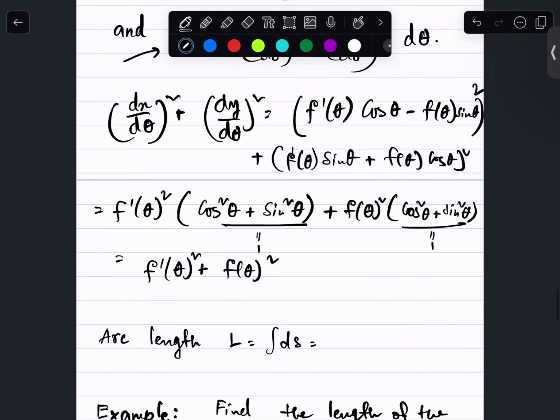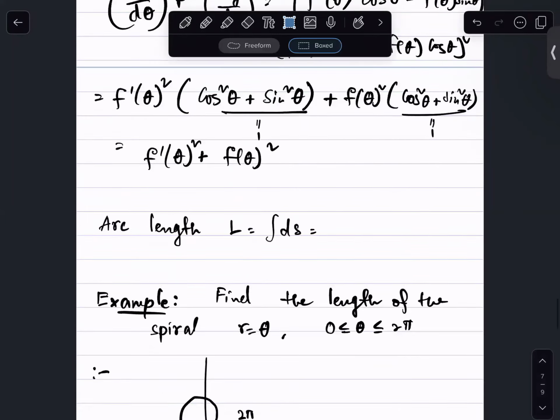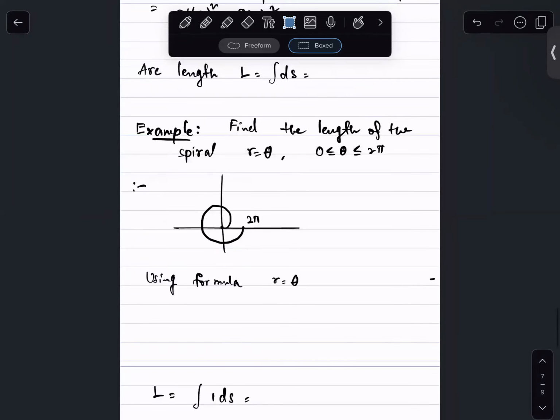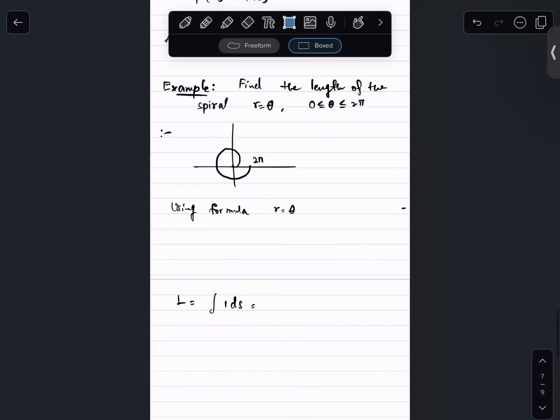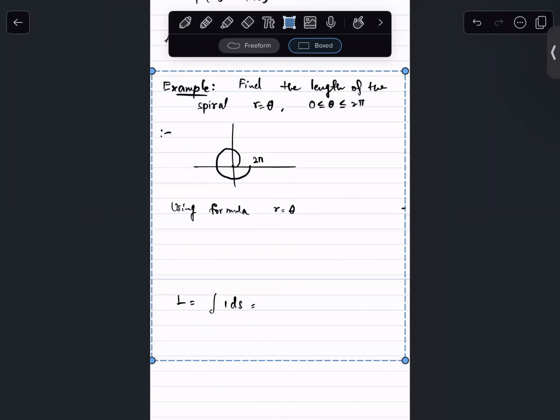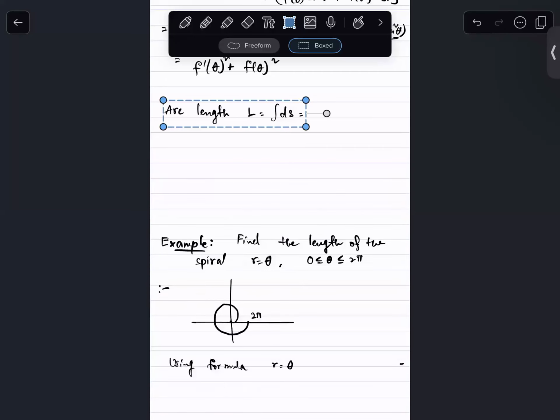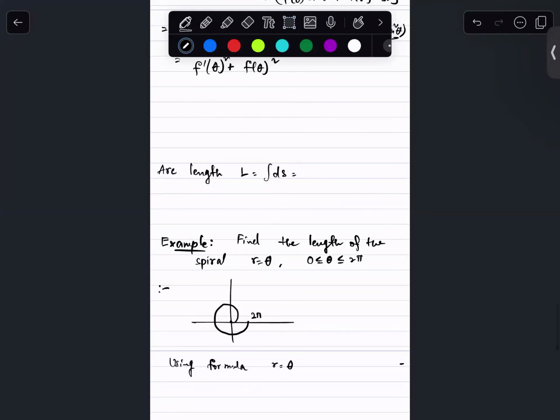Okay, cool. But then I need a little bit more space. Just a second. Okay, cool.